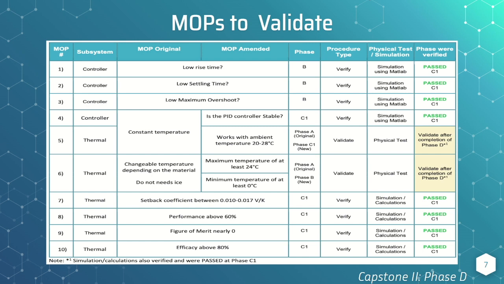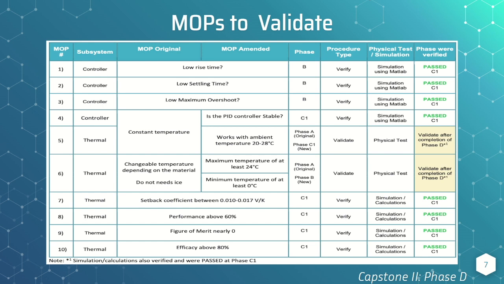At the end, continuing with the thermal, it needs to have changeable temperature depending on the material and the device does not need ice. We have that the minimum temperature is 0 degrees Celsius, the maximum will be 24 degrees Celsius. They were both established at phase A and B, validated through physical tests.